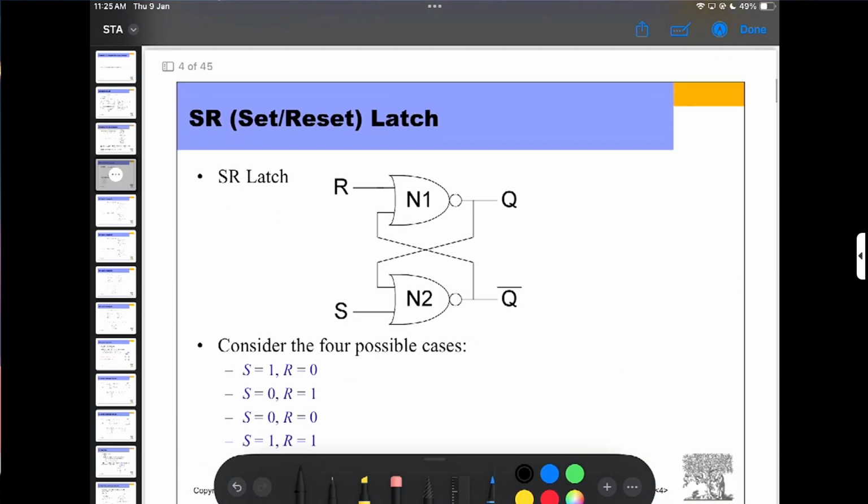So now jump to the SR latch. Basically, an SR latch has two inputs, one is S and another is R. S means set and R means reset.